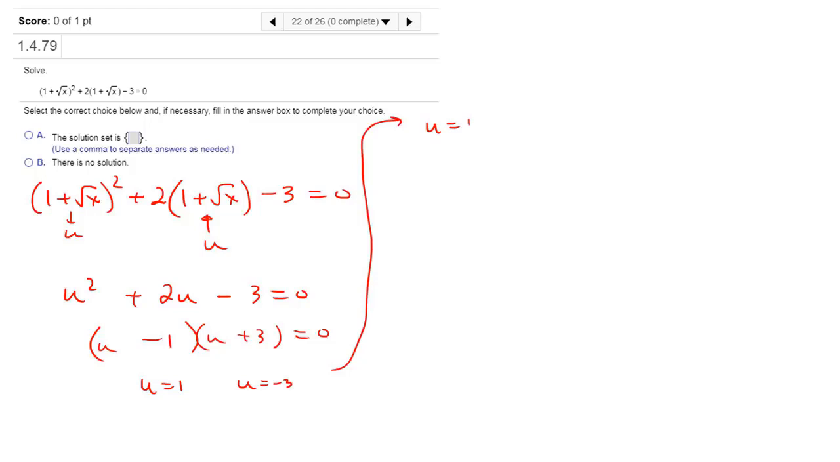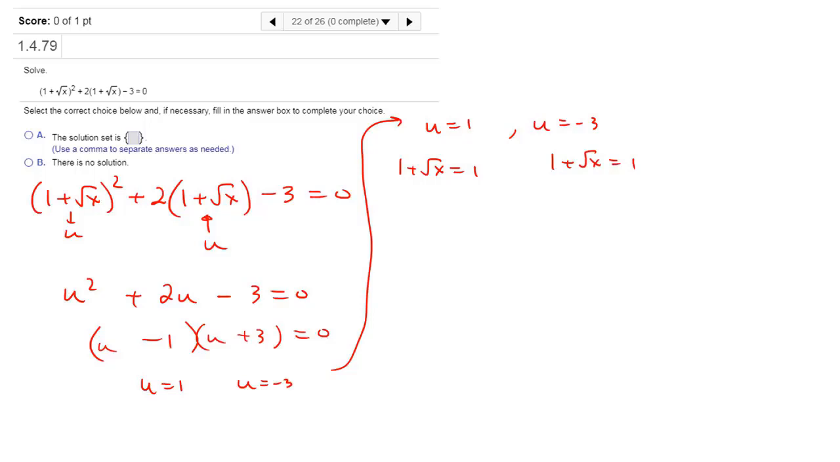So u is equal to 1, u equals negative 3. Now we're going to back substitute. 1 plus the square root of x is equal to 1, over here as well as over here. 1 plus the square root of x is equal to 1. Alright, solve these guys now.